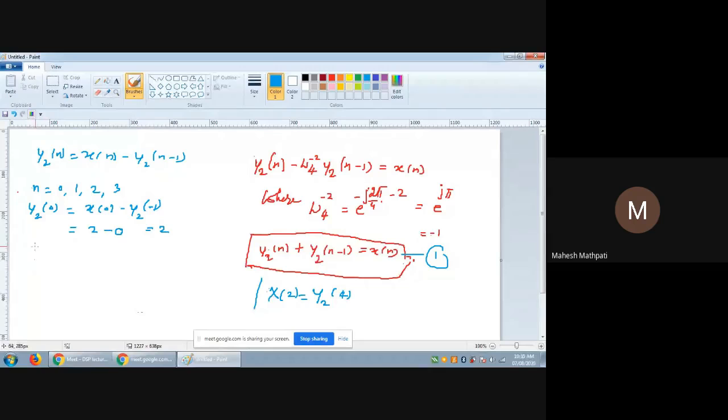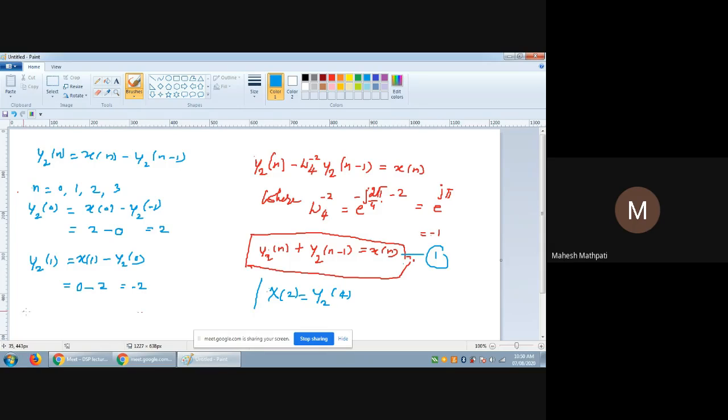Okay, so let us calculate the next value. The next value is y2 of 1, which will be equal to x of 1 minus y2 of 0. What is the value of x of 1? It is 0. Minus y2 of 0, which we have calculated in the first part, that is 2 again. So this will be equal to minus 2. Correct?